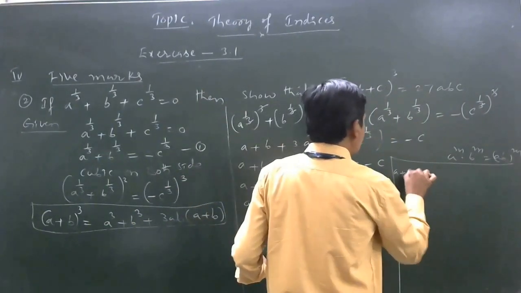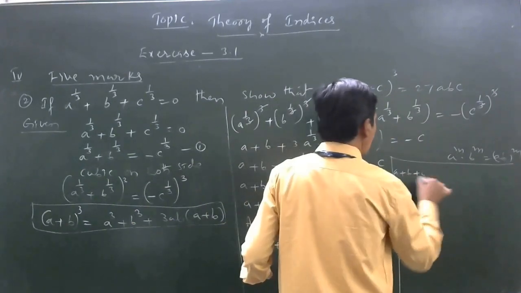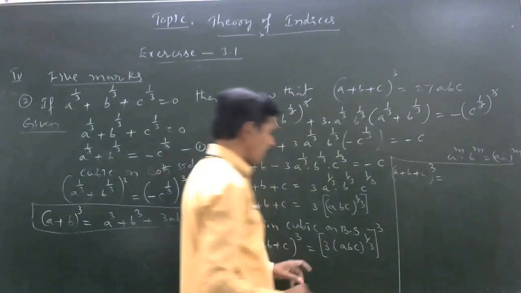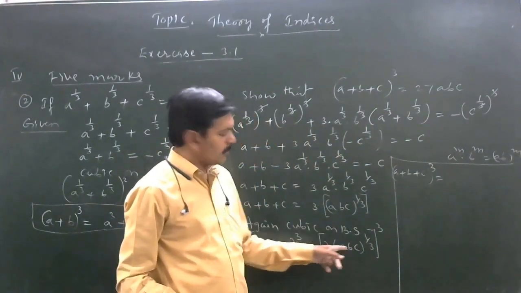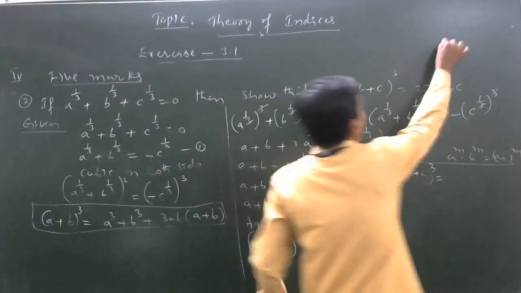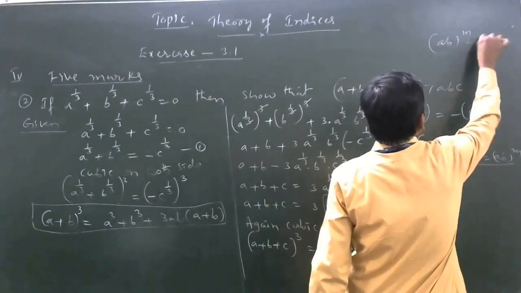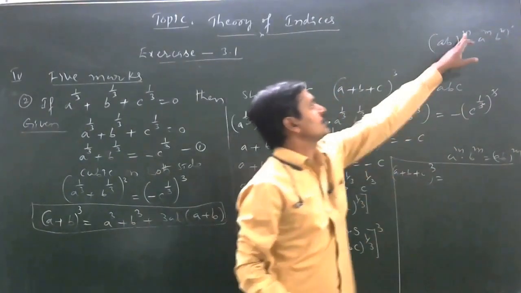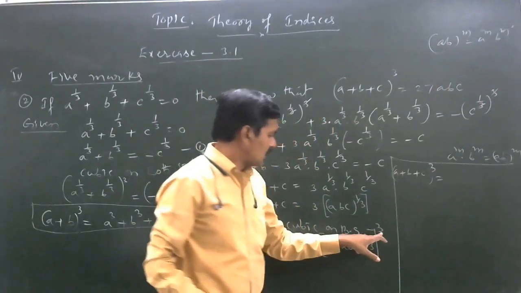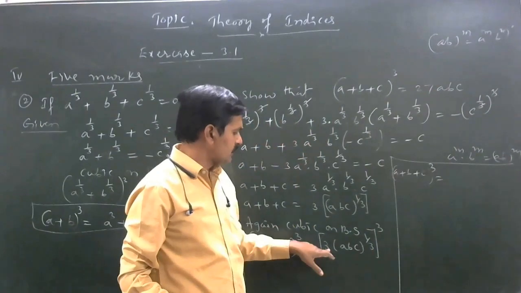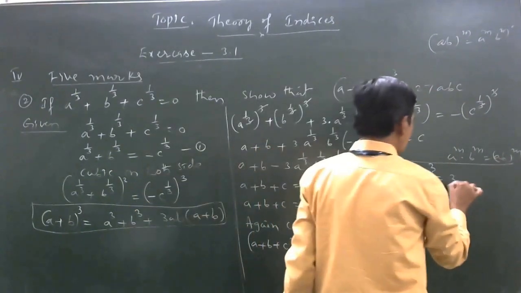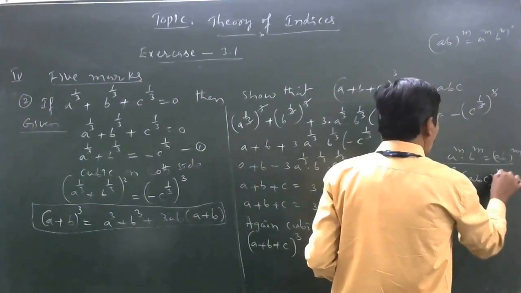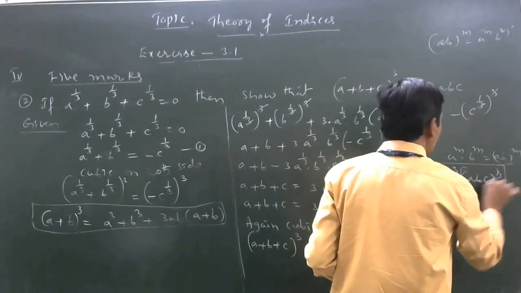Here a plus b plus c whole cube is equal to, this power is applied to both terms. Here ab whole power m means a power m into b power m. This power is applied to both terms. Here also this power is applied to both terms. 3 cube into abc whole power 1 by 3 and whole cube.